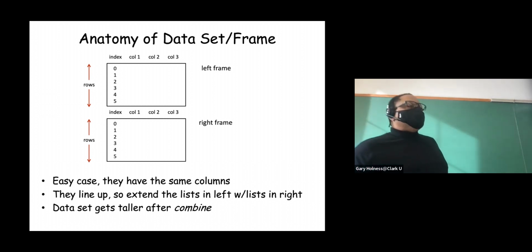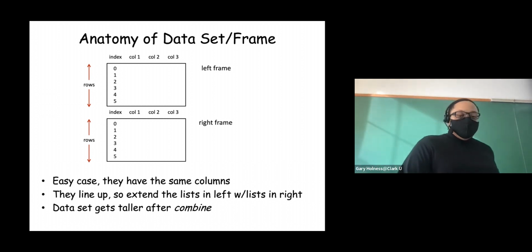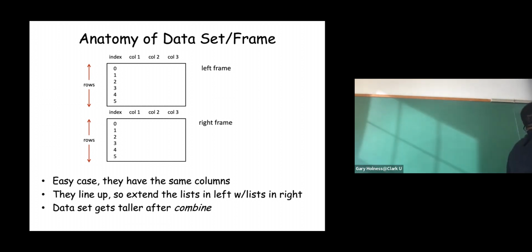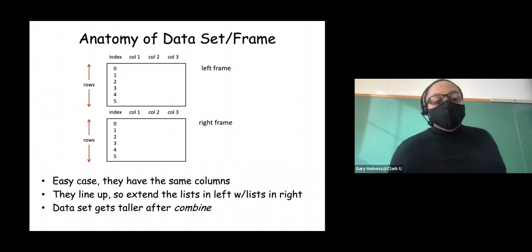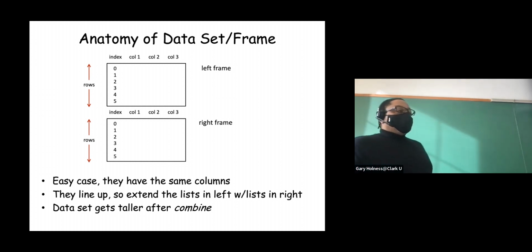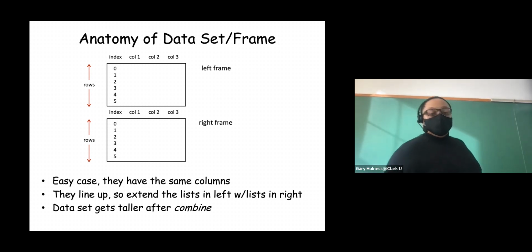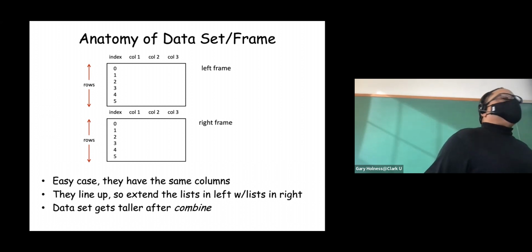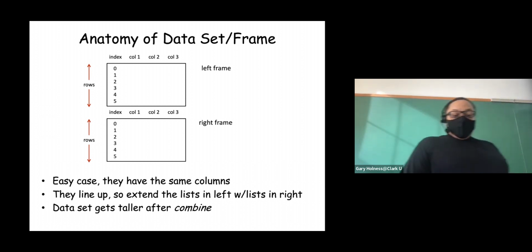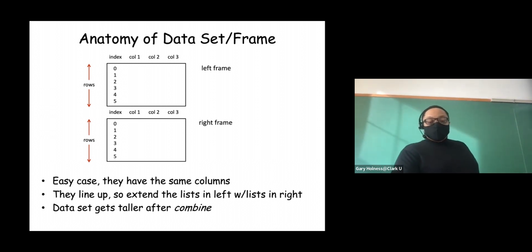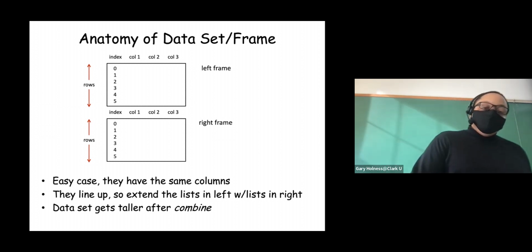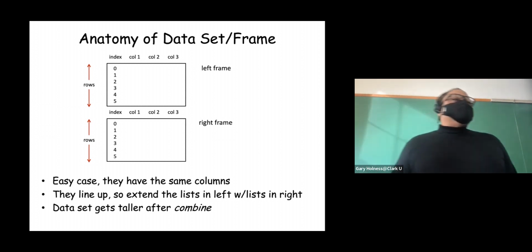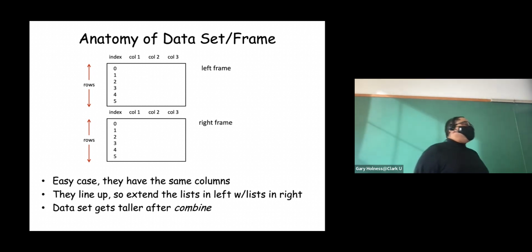The columns line up by their key names, and the key names are the same. And remember that keys in a data frame are case sensitive. So if I said capital C, call one, and lowercase c in the other frame, call one, it's not the same column because the keys are different. Capitalization matters. All right. So in this case, when you do this kind of combination, the easy case, the data set gets so-called taller after combination.